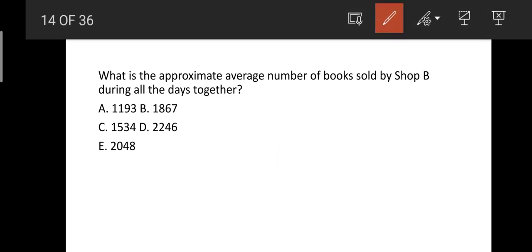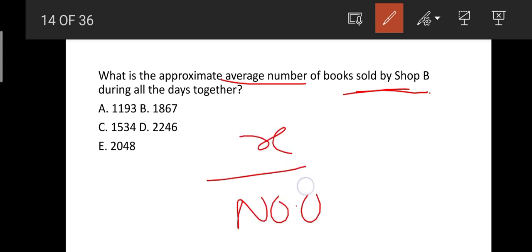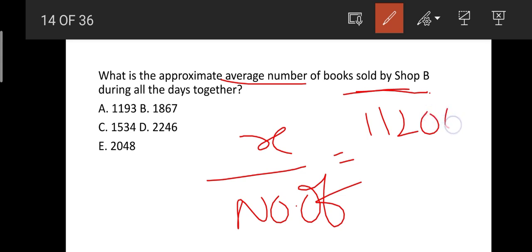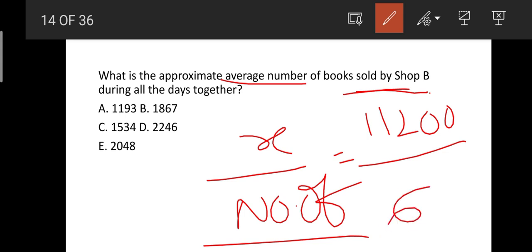See friends, they have given: what is the approximate average number of books sold by shop B during all the days? Okay, what did they ask? The average number of books, so we should take the total number of books he sold and the number of days. As this is a practice session, please practice these questions, friends. The total number of books sold by B is nothing but 1200, and the number of days is, except Sunday they have taken all days, nothing but 6 days.